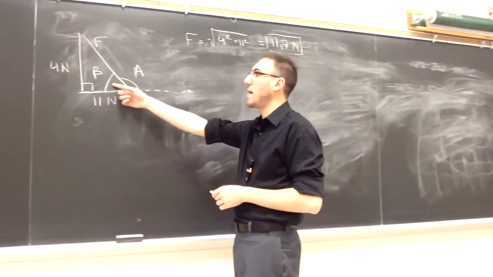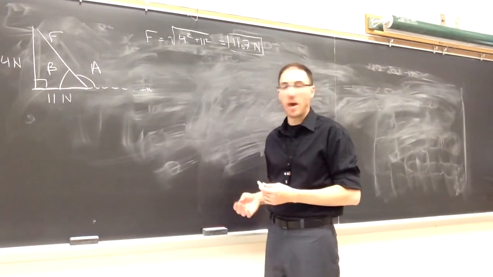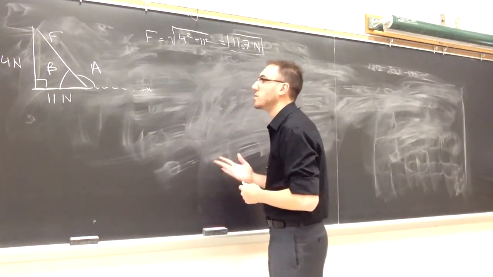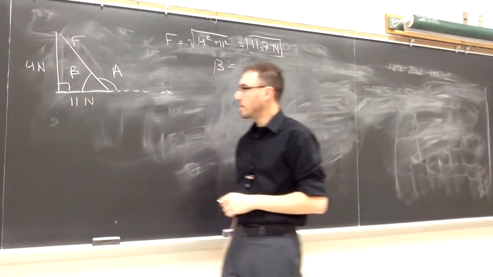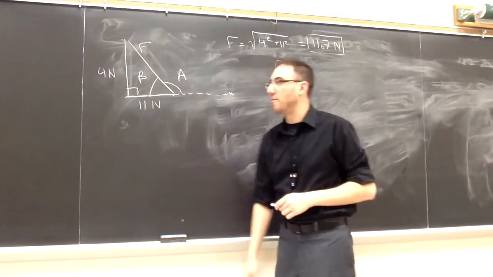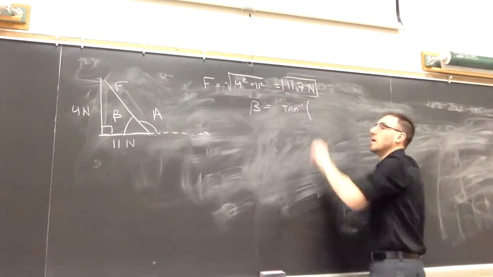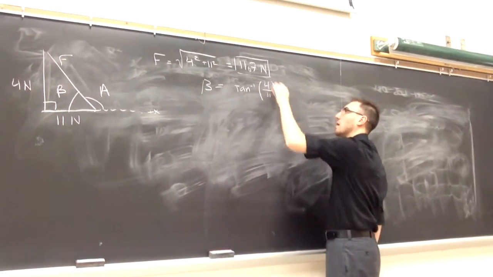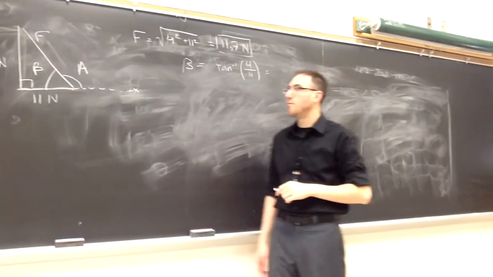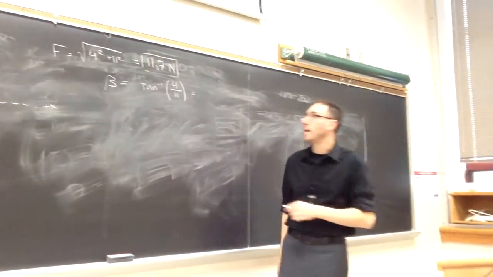So if we know the value of beta, we can then find the value of A easily by subtracting beta from 180. So the first thing we can do is find the value for beta then. Using our triangle rules like before, probably the easiest thing to do is to find the arctangent of the opposite over the adjacent. So 4 over 11 gives us that the inside angle here is 20 degrees.